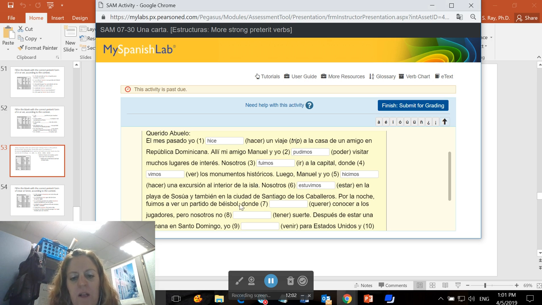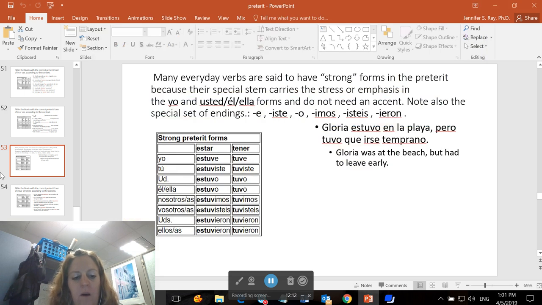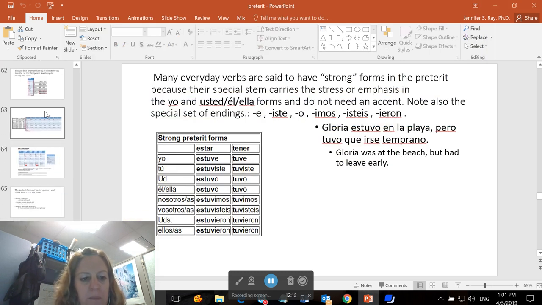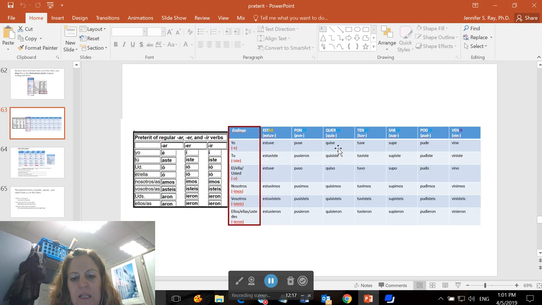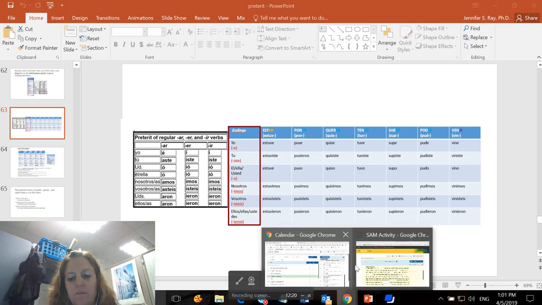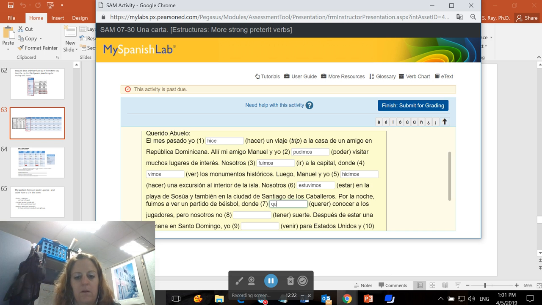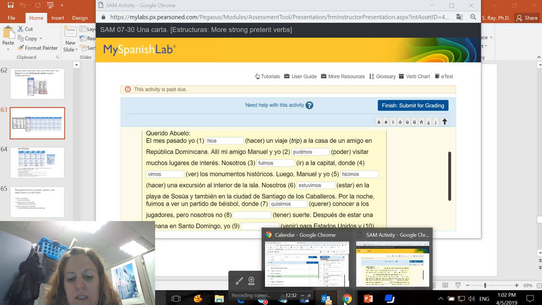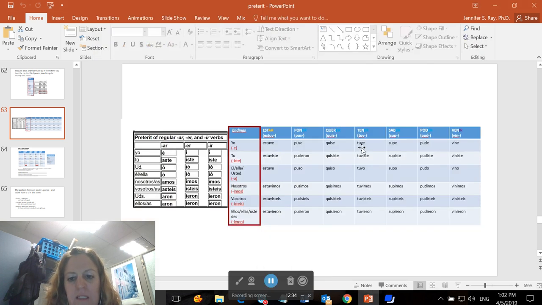También en la ciudad de Santiago de los Caballeros. Por la noche fuimos a ver un partido de béisbol donde querer conocer a los jugadores. It's probably still we. We want to get to know the players. Remember, querer is quis. If it's we, it's quisimos. Okay. And then conocer a los jugadores, pero nosotros no tener suerte. So you're still using those endings. Tener is tuve, so for we it's tuvimos.